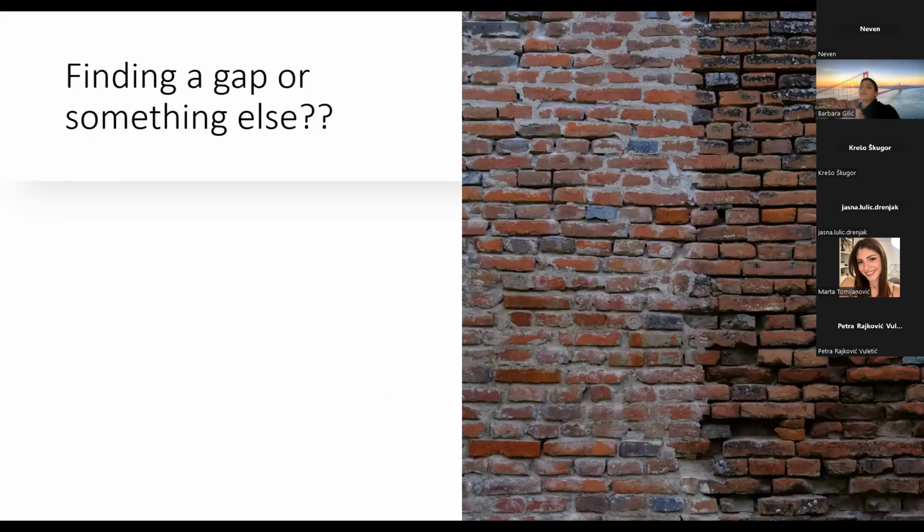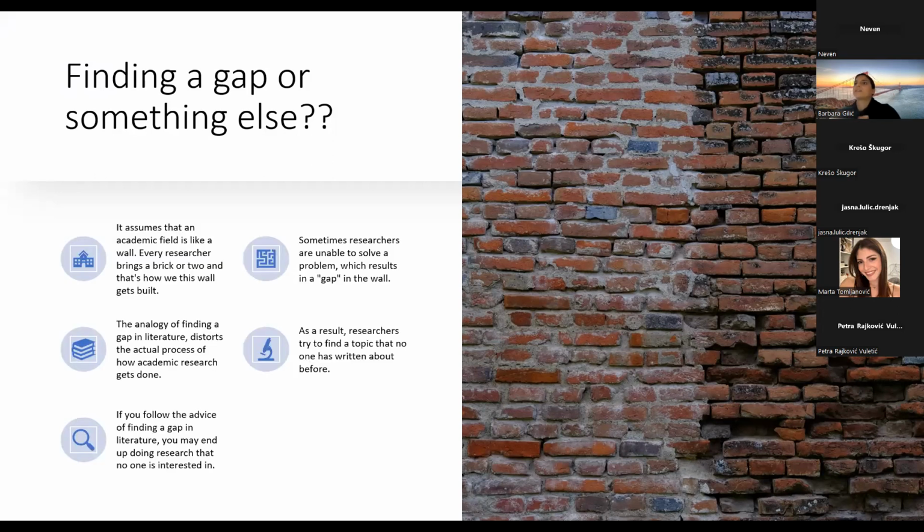Why is this important? Because a few days ago I bumped into this phrase that generally PhD students are advised to find a gap in research, and I will try to explain why this is not a good concept to go with. Finding a gap in research assumes that an academic field or your research field is like a wall, and that every researcher brings a brick or two which is building that wall.